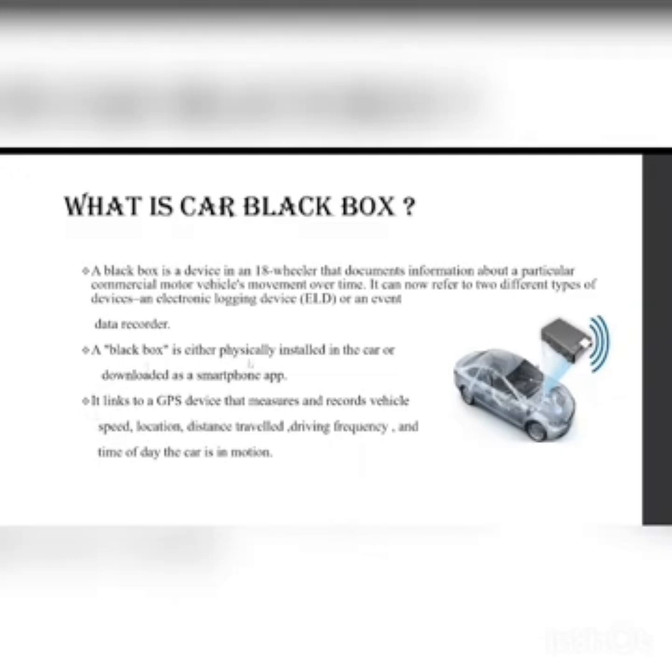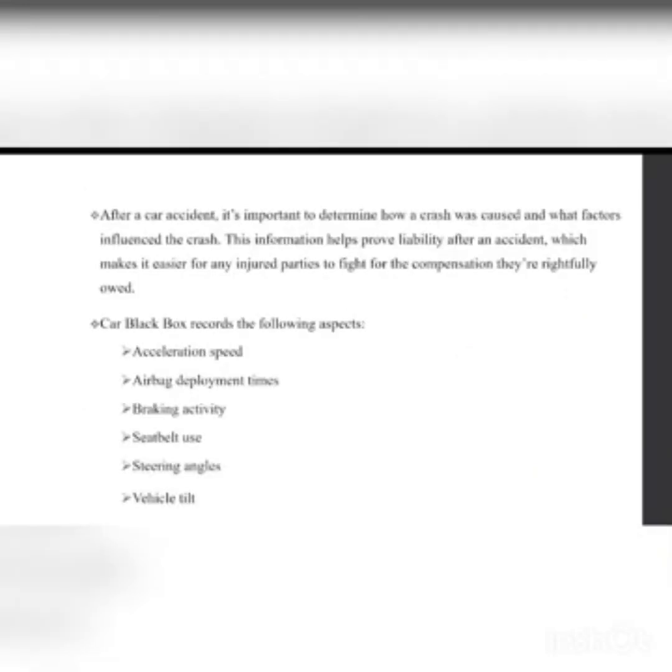A black box is either physically installed in the car or downloaded as a smartphone app. It links to a GPS device that measures and records vehicle speed, location, distance traveled, driving frequency and time of day the car is in motion. After a car accident, it is important to determine how the crash was caused and what factors influenced it. This information helps prove liability after an accident. A car black box records the following: acceleration, speed, airbag deployment times, braking activity, seat belt use, steering angles, and vehicle tilt.